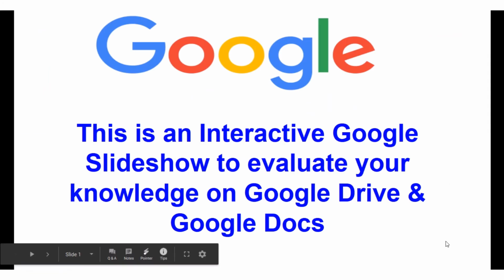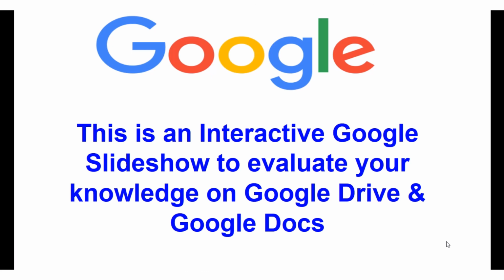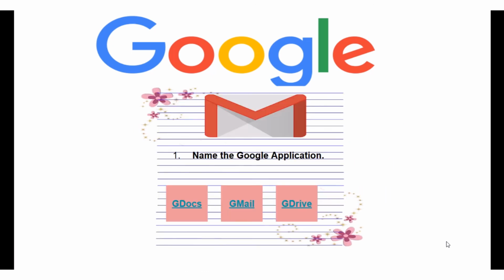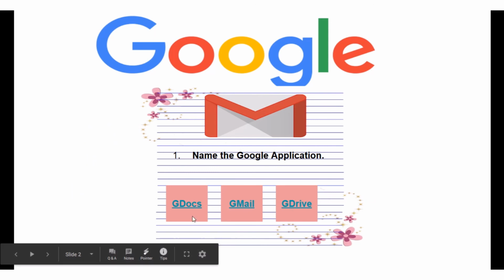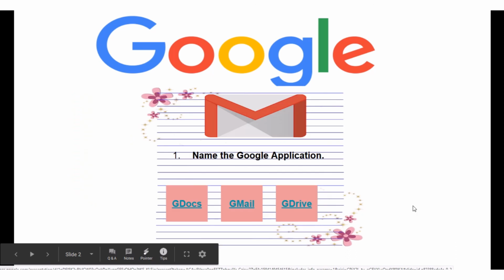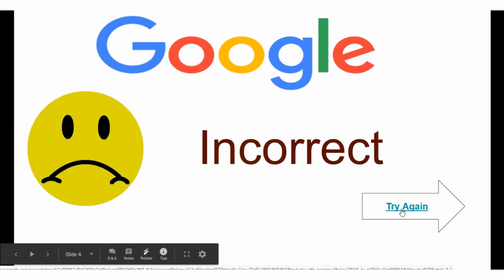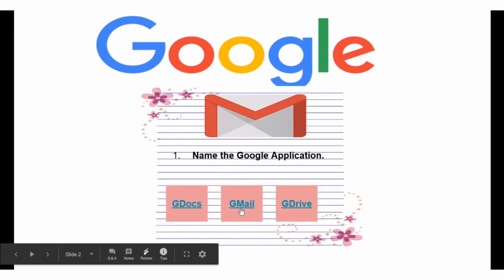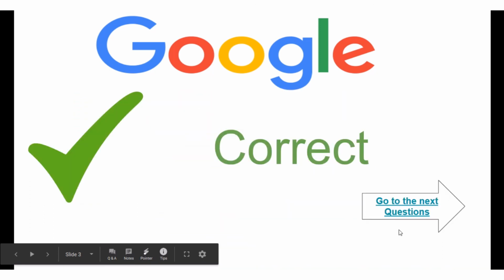So this is our Google slide that we just created. So we're going to click to advance, and then we're going to say, okay, we're just going to answer this question for GDocs. Oh, incorrect. Let's see. Try again. It takes me back. Perfect. If I say G Drive, oh, it says incorrect. Try again. If I say Gmail, oh, it's correct. Let's see if it goes to the next question.